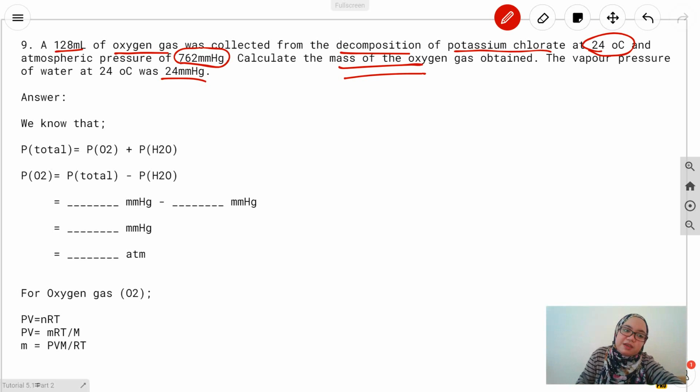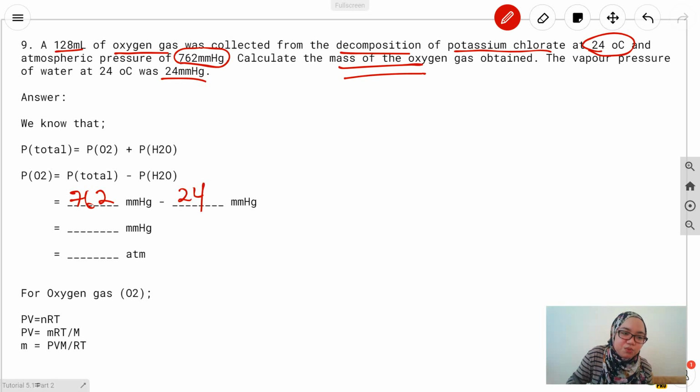So we know that the total pressure is equal to the partial pressure of oxygen plus the partial pressure of water. We want to find the partial pressure of oxygen first, because we want to find the mass of oxygen using PV equals nRT. So we need to find the pressure first. The P total here is 762 mmHg, and the partial pressure of water is 24 mmHg.